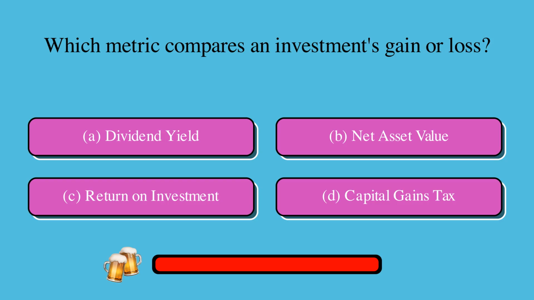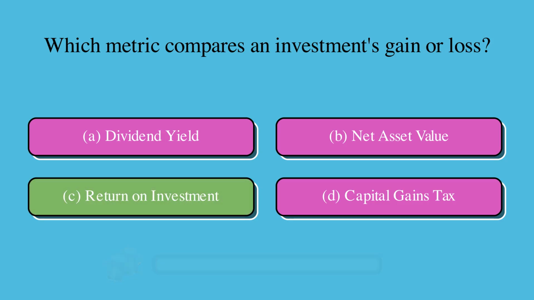Which metric compares an investment's gain or loss? Is it A, dividend yield, B, net asset value, C, return on investment, or D, capital gains tax? The correct answer is C, return on investment.